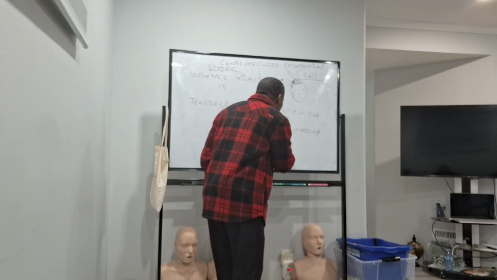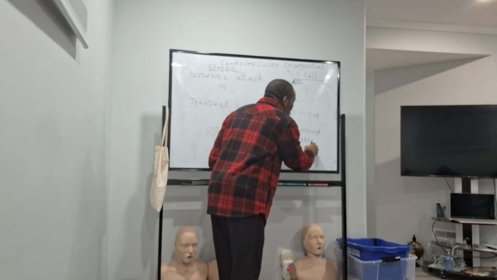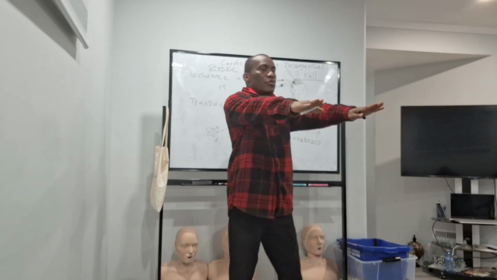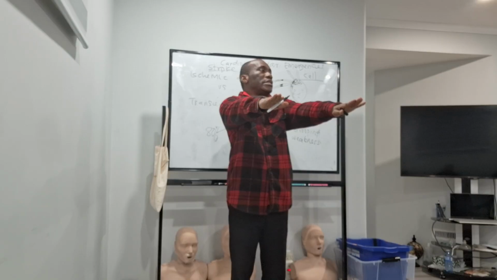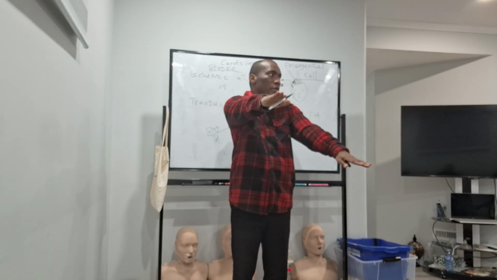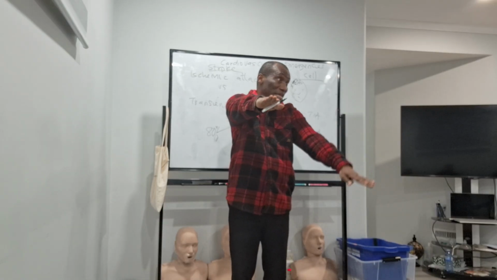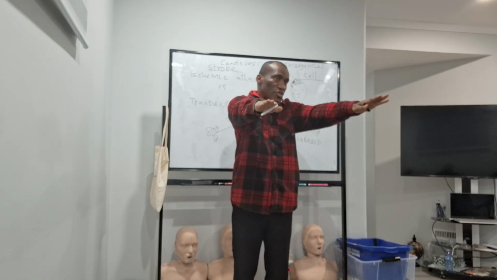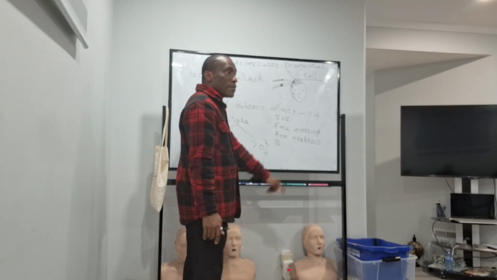Another thing you see is arm weakness. If you tell the person to do what I'm doing now, the person cannot do this because the weak part will drop. One side is usually affected, so that side will drop because of the weakness.